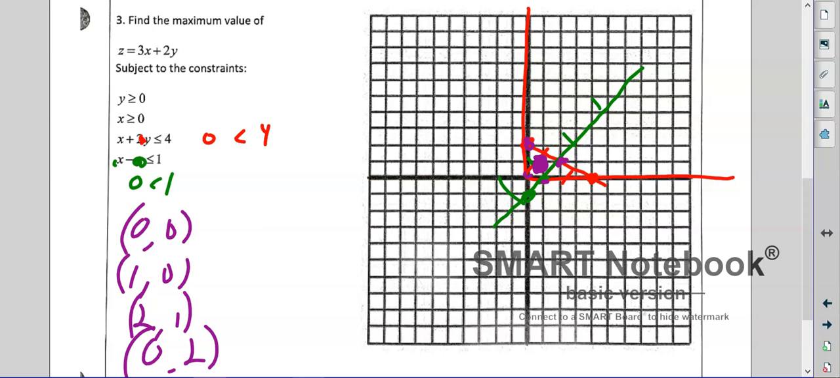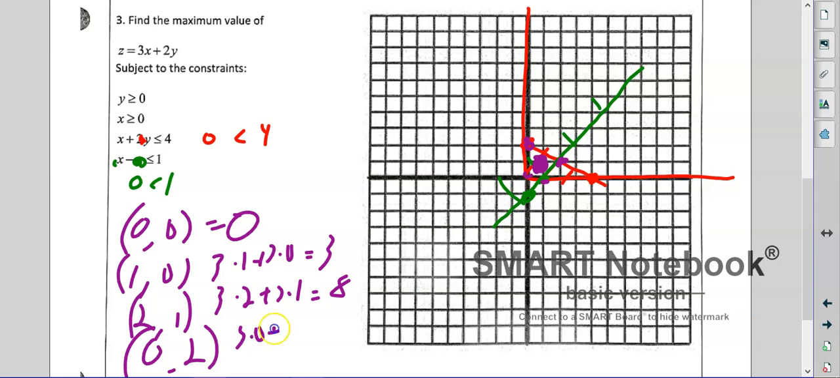And now we're just going to plug those in. So I think you can see that this is just going to end up being 0. 3 times 0 plus 2 times 0 is 0. All right? 3 times 1 plus 2 times 0 is just 3. 3 times 2 plus 2 times 1 is 6 plus 2, which is 8. And 3 times 0 is 0 plus 2 times 2, which is 4. We're looking for the maximum, which is here.